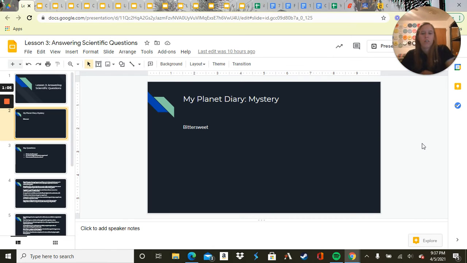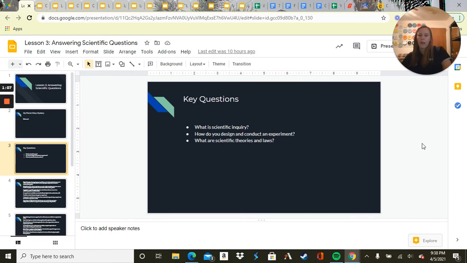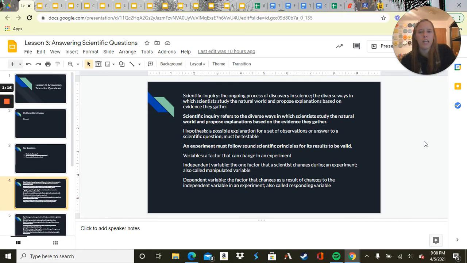Next. So our key questions: what is scientific inquiry? How do you design and conduct an experiment? And what are scientific theories and laws? So scientific inquiry, the ongoing process of discovery in science, which is the diverse ways in which scientists study the natural world and propose explanations based on evidence they gather.